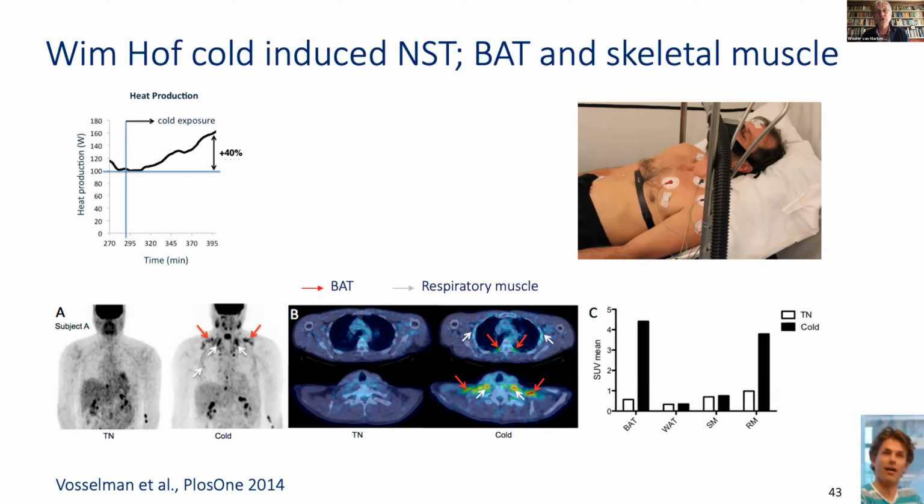We thought that he would have had tremendous amounts of brown fat, but he didn't. And we also saw that the respiratory muscles took up a lot of the glucose tracer. So in fact, the respiratory muscle and brown fat both may be responsible for this increase in the heat production. So again, it shows there's muscle involvement as well.